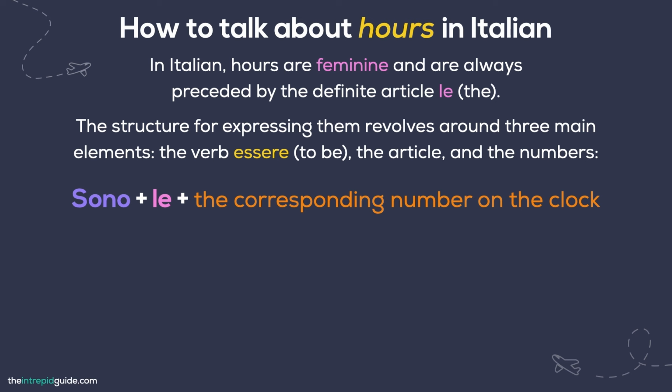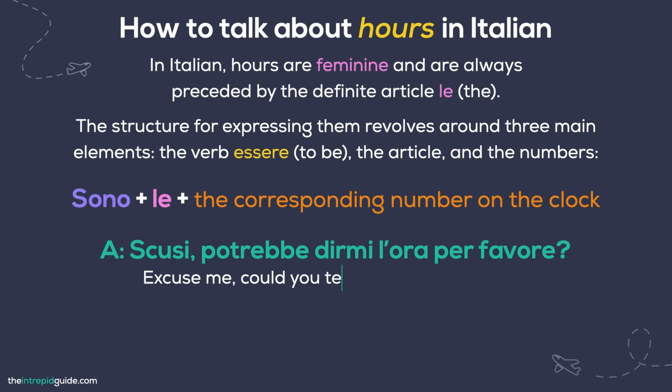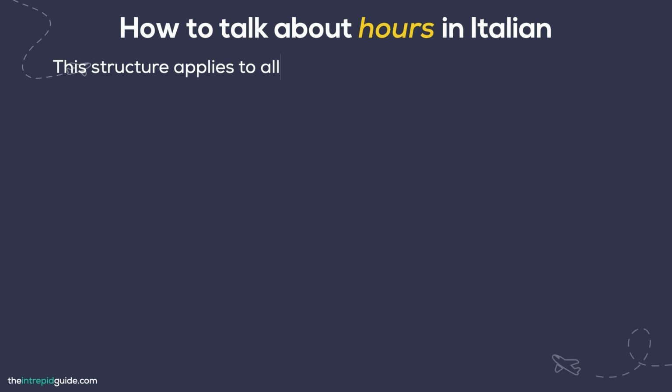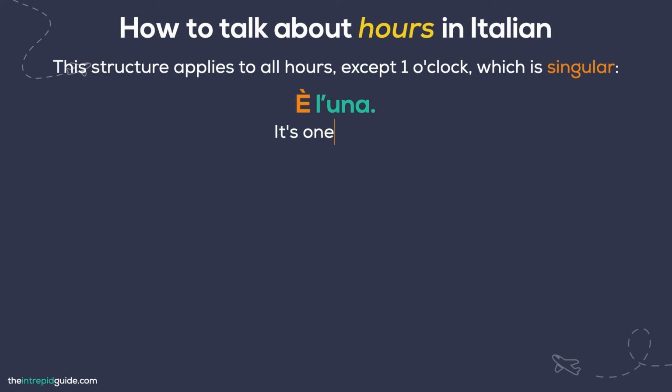For example, Scusi, potrebbe dirmi l'ora, per favore? Excuse me, could you tell me the time, please? Certo, sono le 4. Sure, it's 4 o'clock. This structure applies to all hours except 1 o'clock, which is singular and would be È l'una.